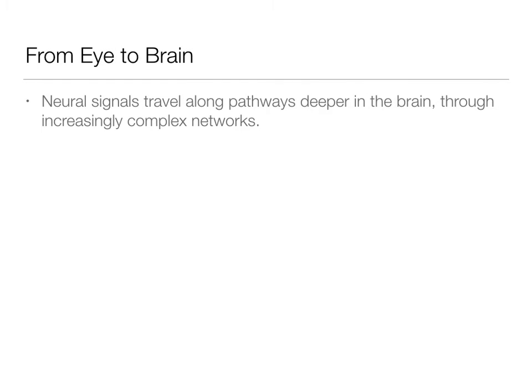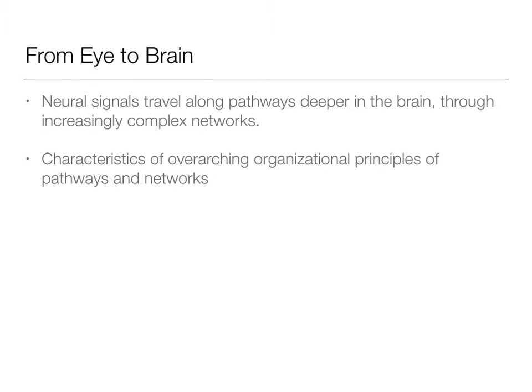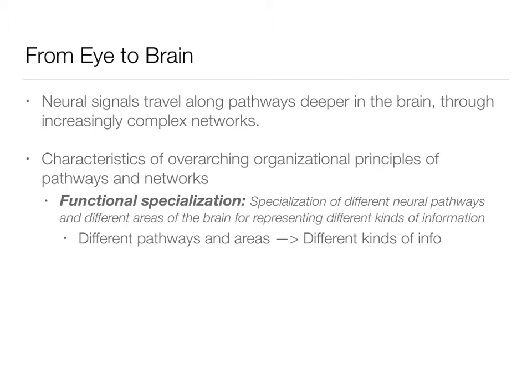So, neural signals travel along pathways deeper into the brain, and as they get deeper into the brain, the networks get more complex, okay? There's several characteristics of how the brain is organized and how these pathways and networks are organized. One of which is the idea of functional specialization. It's kind of what it sounds like. It's an area that is specialized for a specific function, okay?